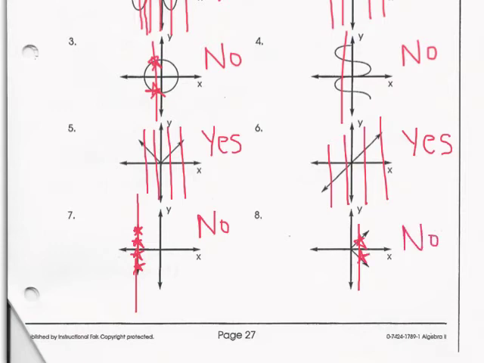So the bottom line is if anywhere on the graph you can draw a vertical line and hit the graph more than one time, then it is not a function. Okay? If every vertical line will only cross your graph once, it is a function.